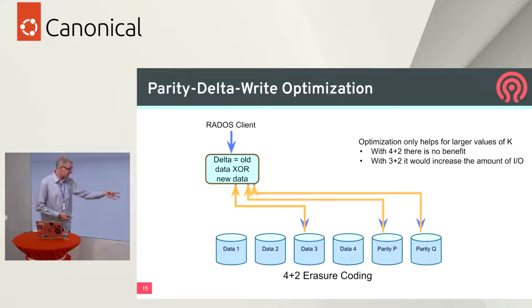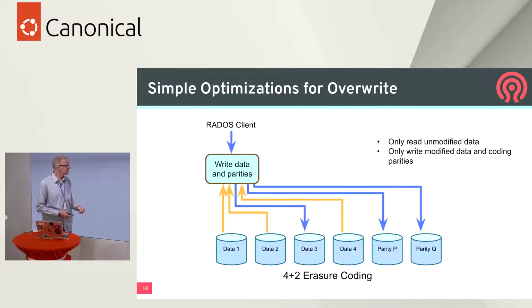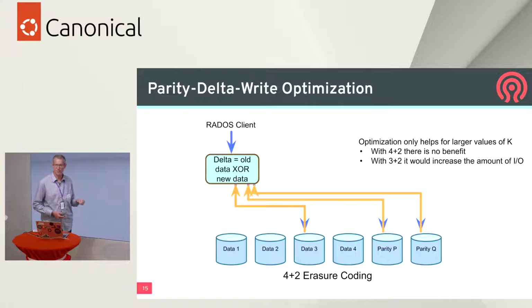If I have a 4+2, 6 I/O operations there. If we actually went back to this simple optimization, you can see we've only got 6 I/O operations there. So actually with a 4 plus 2, there's very little benefit in the parity delta write. The fact that it's doing the read and write to the same OSD, there'll be a little bit of caching of metadata, and so it's probably fractionally more effective with 4 plus 2.